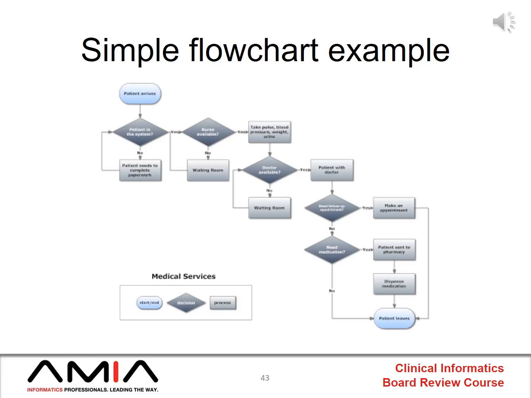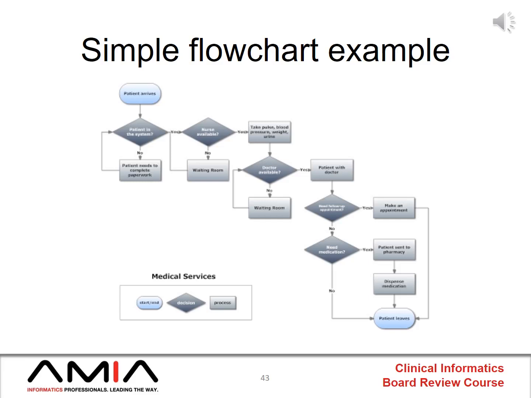When decisions need to be made in the workflow, those are frequently represented by diamond shapes, and processes in the workflow are represented by boxes. In this example, the workflow begins with the patient arriving, and then a decision point comes in where you have to determine whether or not the patient is in the system.